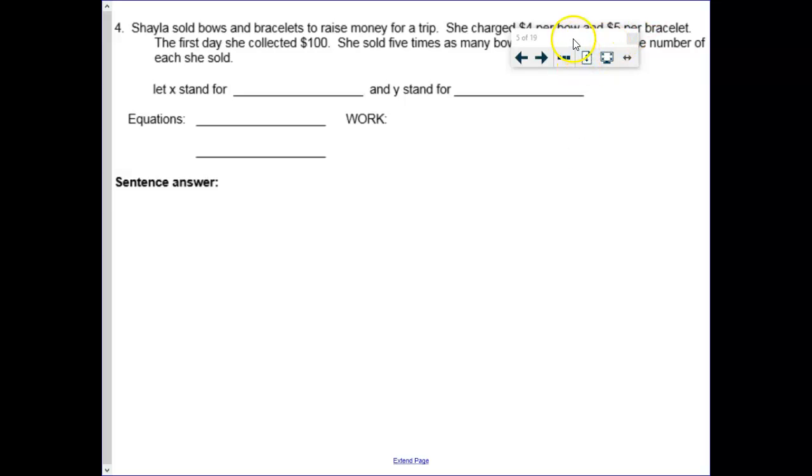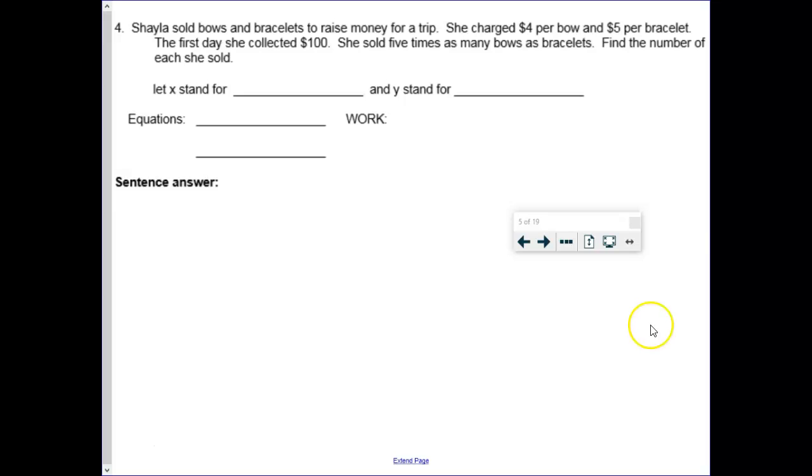All right, 4 I definitely want to look at, though, because it looks like it's not going to be a problem, and then turns out it's a big problem. So Shayla, she's selling bows and bracelets. And she's charging $4 per bow and $5 per bracelet. So the first day she collected $100. There's another clue out here that says she sold 5 times as many bows as bracelets. I would like you to star that statement. That is one of those nasty backwards statements, you're probably going to mess it up if you're not careful.